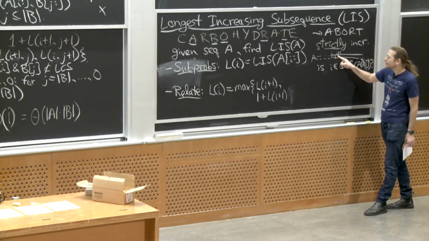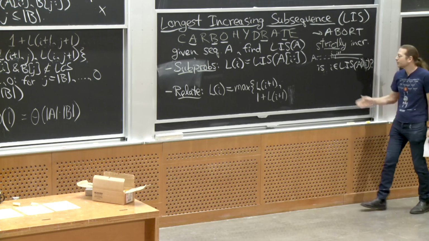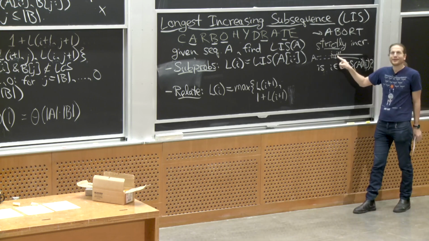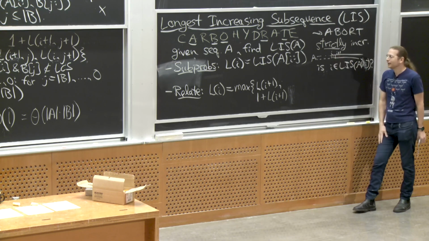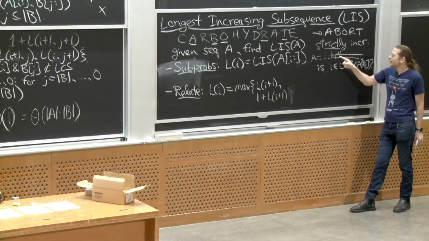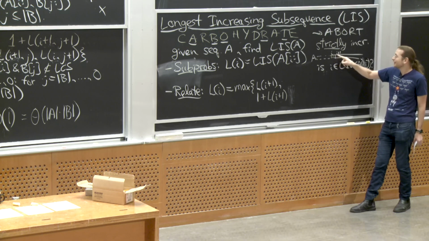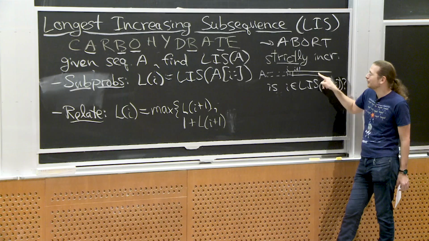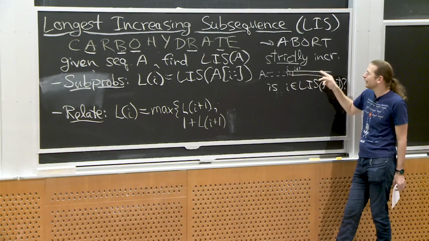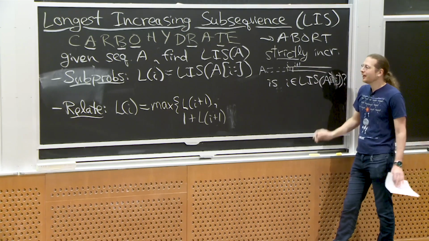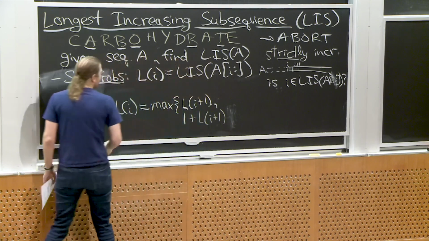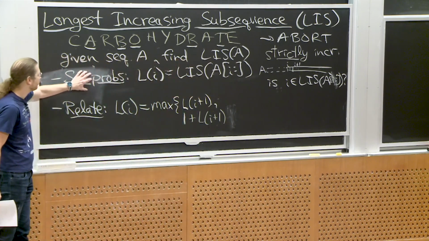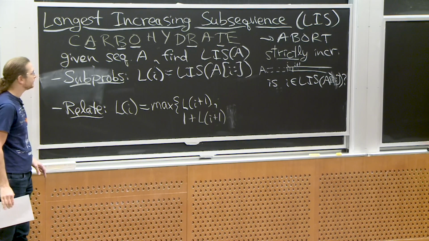I could check whether I plus 1 is in the answer, but I don't know. Maybe I plus 1. So I can check whether the letter I is less than the letter I plus 1. But maybe I put this in the longest increasing subsequence, and then I put this in the longest increasing subsequence. And so I need to compare these two items, but I don't know when that's going to happen. Things seem really hard. And indeed, there's no way from this subproblem definition to write down a relation.